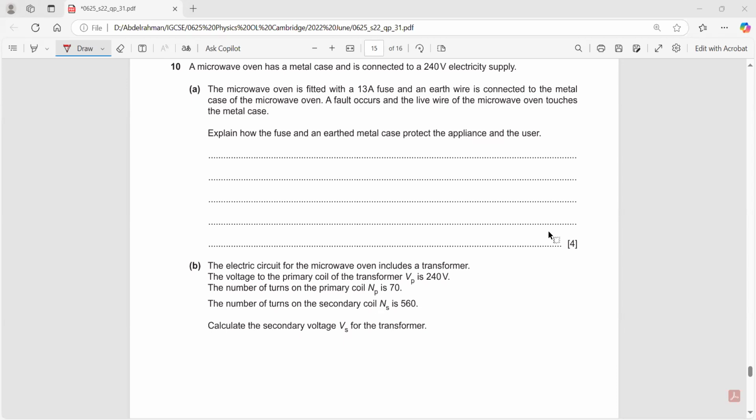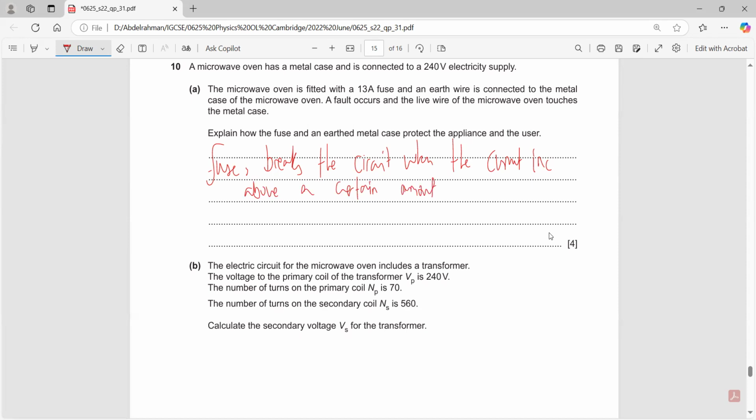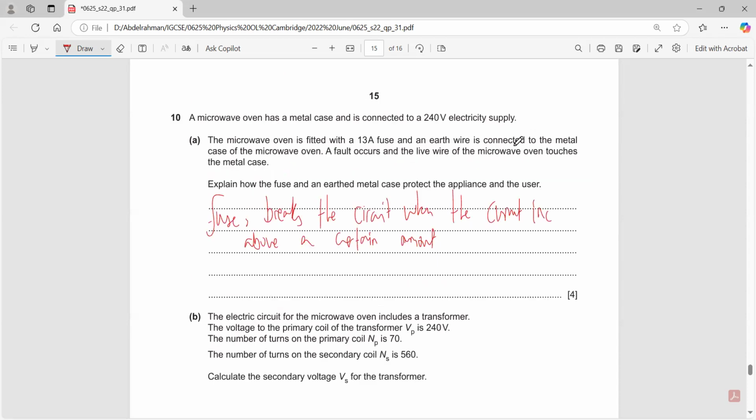First of all, if we talk about the fuse, how does the fuse keep us safe? It cuts off the circuit, or cuts off the current. The fuse breaks the circuit when the current increases above a certain amount. Now, we need to understand what an earth wire is. It's a very simple concept. What is an earth wire?